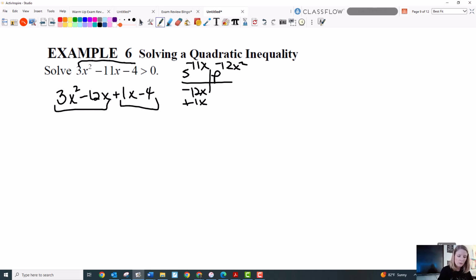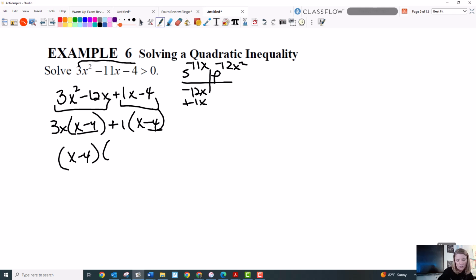Group. 3x, x minus 4 plus 1, x minus 4. They're the same. That's how you know you're right. So x minus 4 and 3x plus 1. I pretend solve. I set them both equal to 0. I would get 4 and negative 1/3.